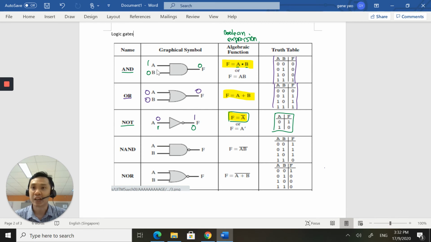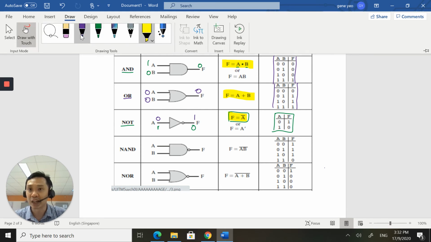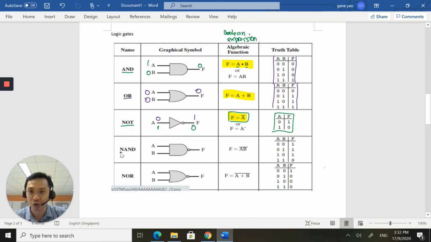Okay? Now there are two other gates that I would like to teach you. It's called a NAND gate. NAND stands for, the N stands for not and. It is NOT AND. And it is differentiated from an AND by having a dot at the tip of the AND gate. So this is an AND, and this is a NAND. A NAND is the opposite of an AND.